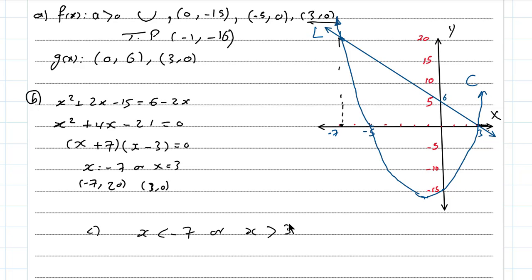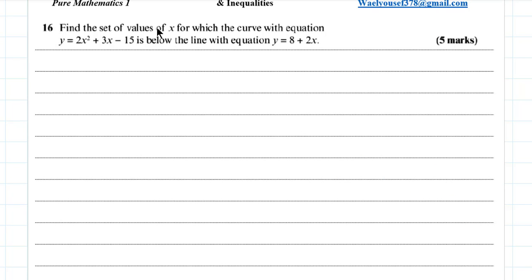more than 3. 16. Find the set of values of x for which the curve with equation y equals 2x squared plus x plus 15 is below the line with equation 8 plus 2x.